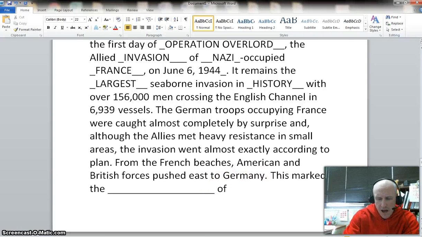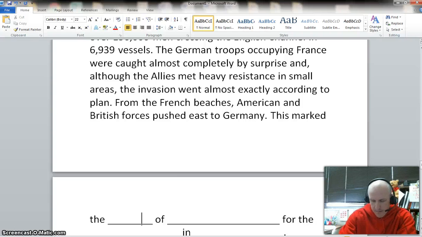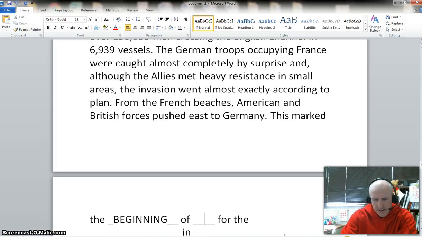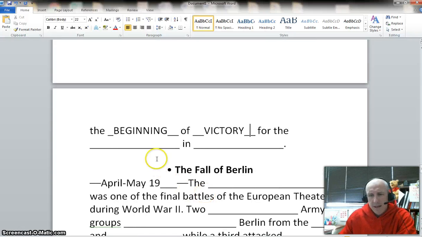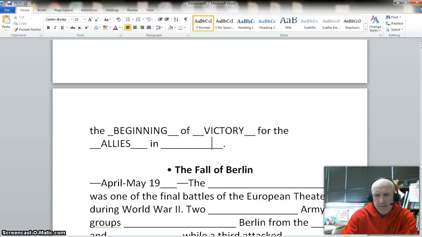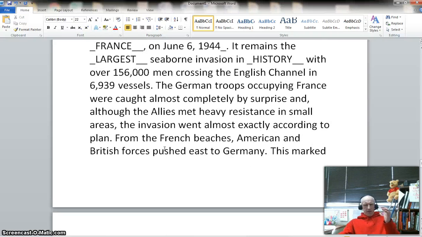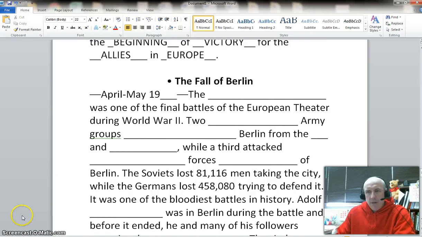This marked the, you guess what it marked? It marked the beginning of victory for the Allies in Europe. Not all of the whole war, but just the Allies in Europe. So this will be the beginning of the end of the war in Europe. D-Day. Very good. All right, here we go. Let's look at our next event.